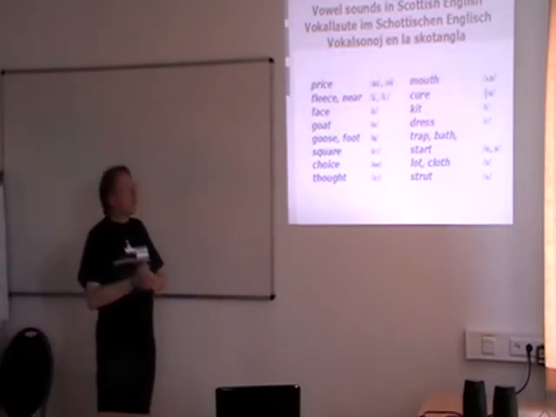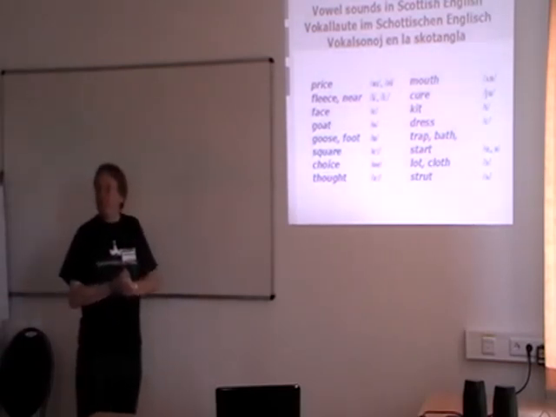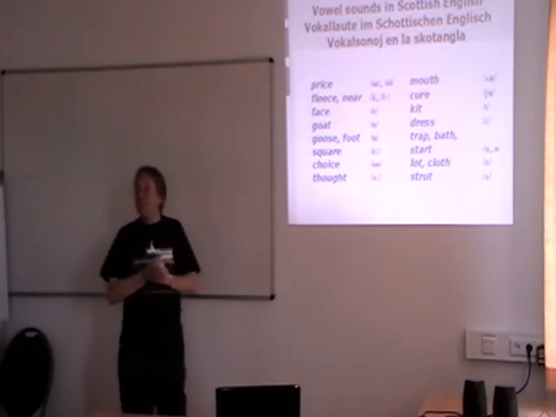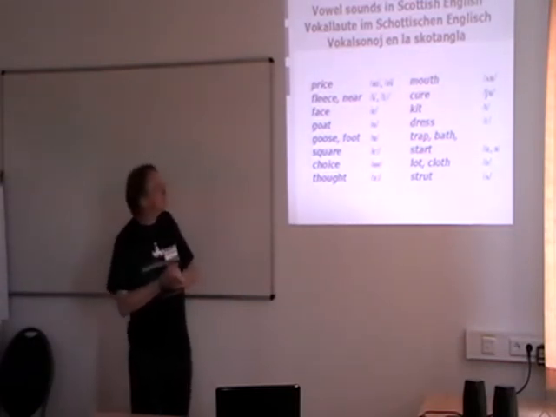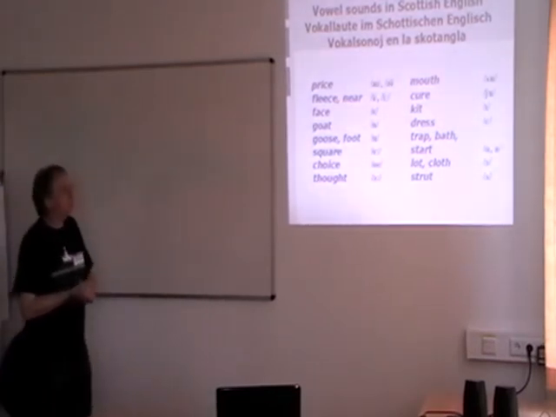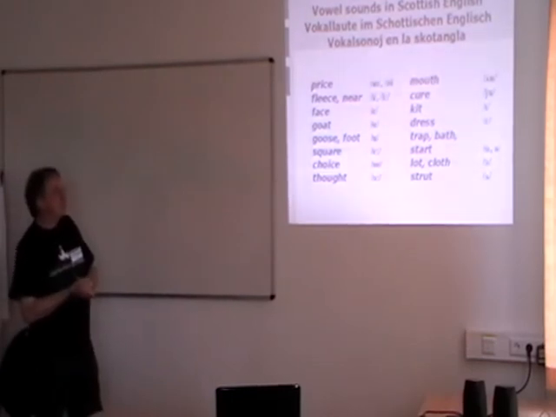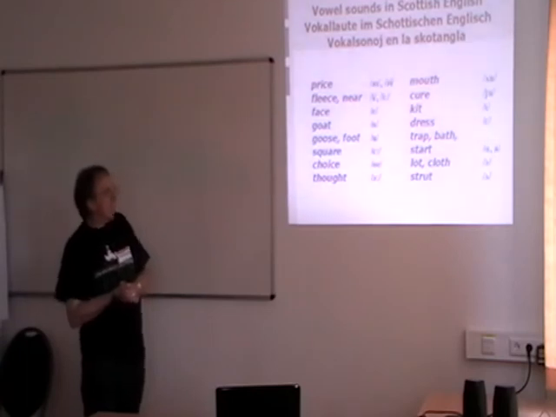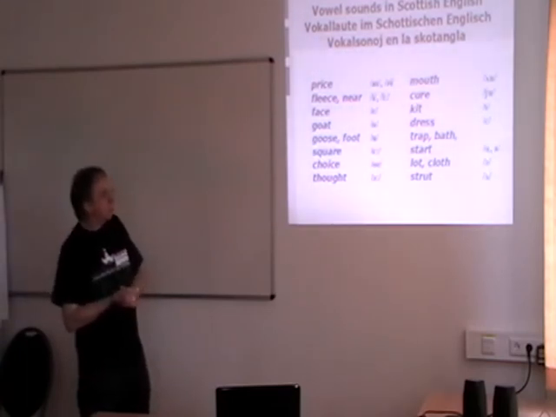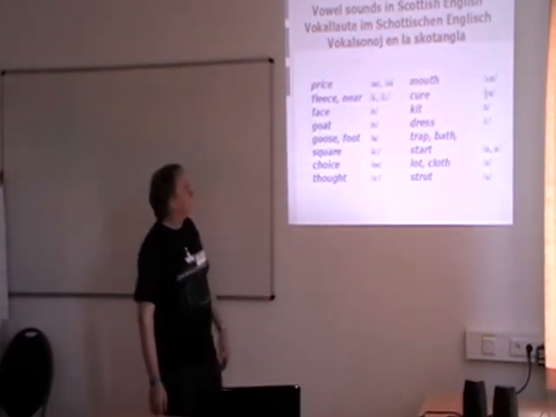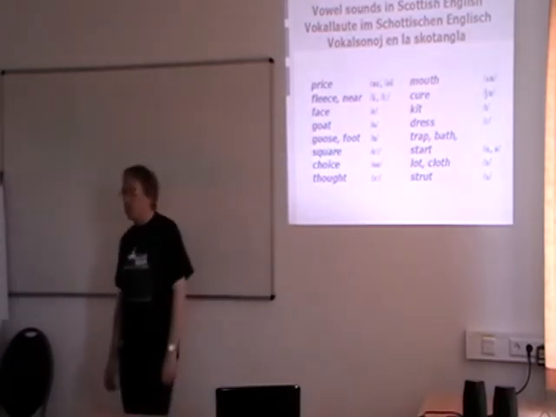Right, Scottish English vowels. An awful lot fewer of them than there are in English English. So, if you want to get these right, it's much easier. Price, fleece, face, goat, goose, foot, square, choice, thought, mouth, cure, kit, dress, trap, bath, start, lot, cloth, and strut. Much easier. And some of these vowels are pretty much universal.